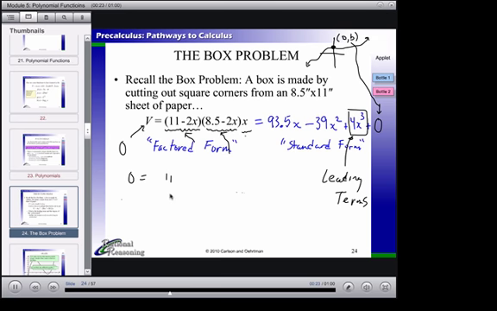The zero is the ordered pair, and the root is just the x value, so they're almost the same. The 11 minus 2x gives us a root of x equals 5.5. The 8.5 minus 2x, we solve that for equal to 0: 4.25. Any other roots?